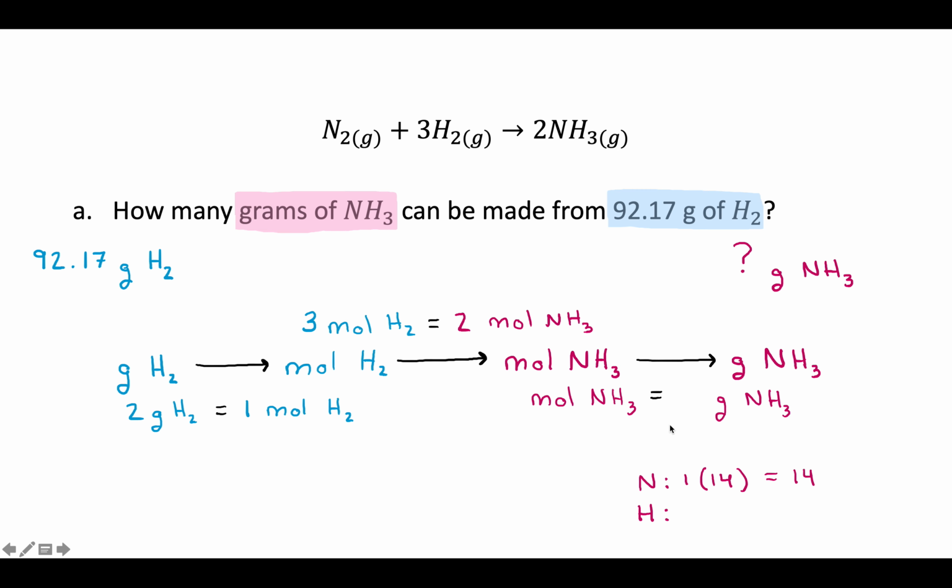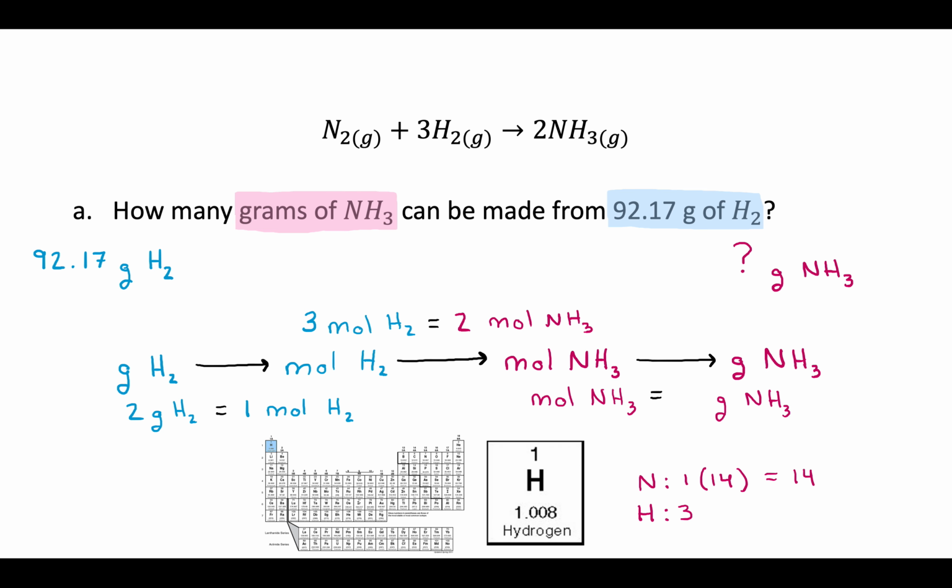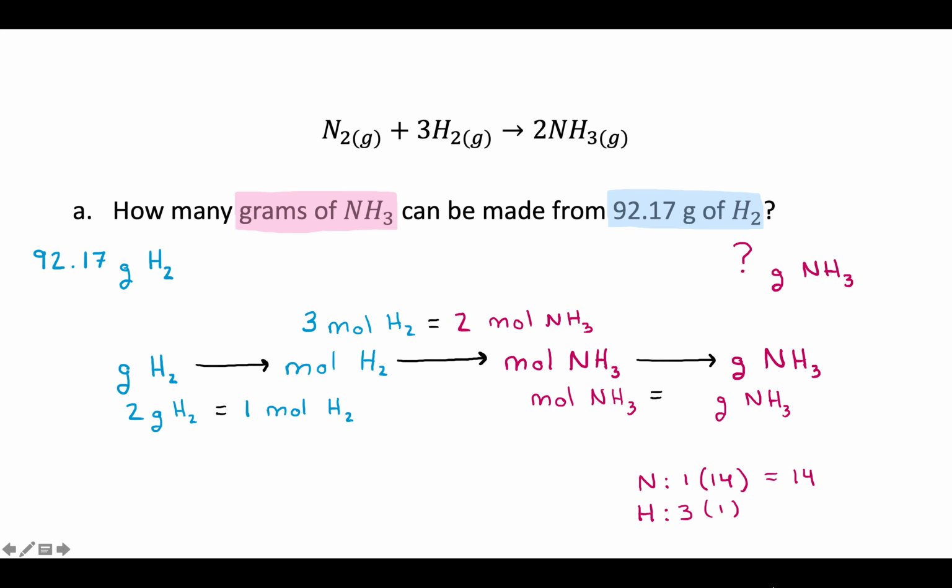Again, if we assume we have 1 mole of NH3, that means we'd have 3 moles of hydrogen. To figure out how much 1 mole of hydrogen would weigh, we'd go to the periodic table, look at the box that has hydrogen in it. The number below the symbol is the grams in 1 mole. So 1 mole of hydrogen would weigh 1 gram. Since we have 3 hydrogens here, it's going to be 3 times 1, or 3 grams coming from hydrogen in this molecule. So if we had 1 mole of this molecule, 14 grams would be coming from nitrogen, 3 would be coming from hydrogen. Altogether, that's 17 grams. So there are 17 grams of NH3 in 1 mole of NH3.